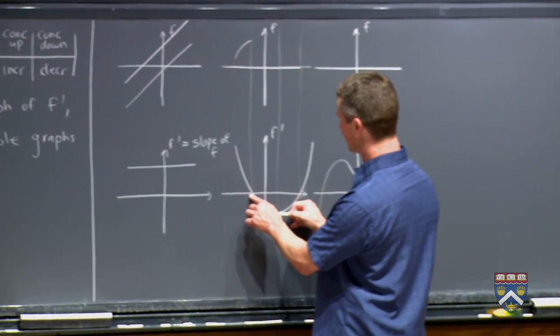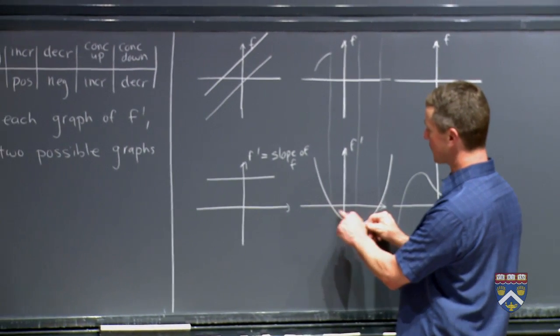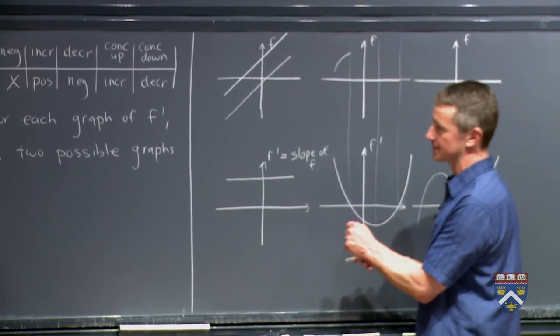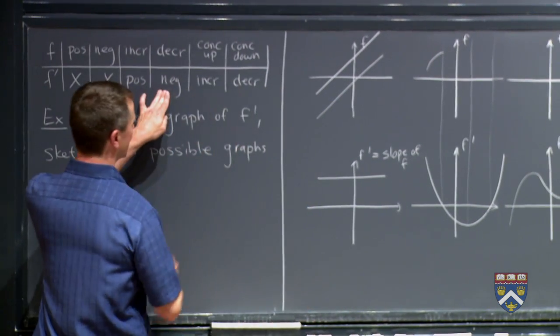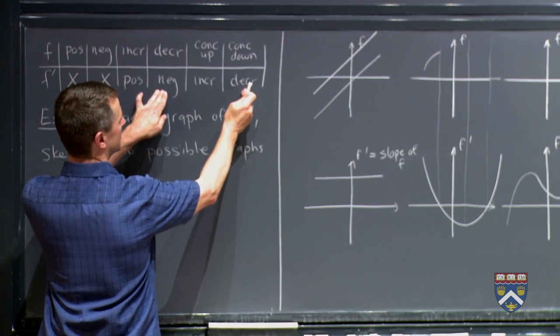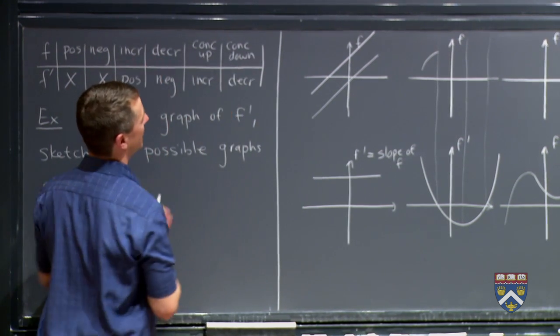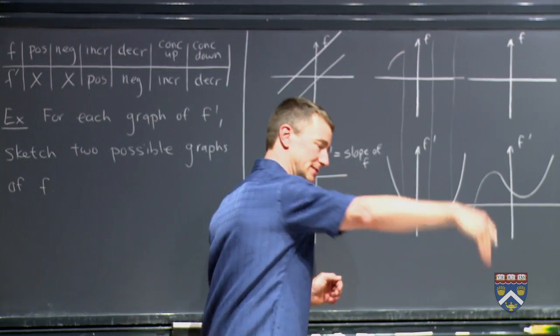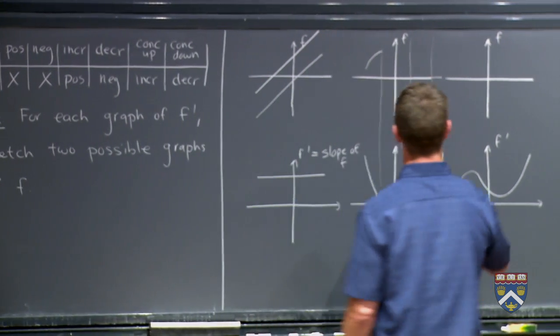From here to here, what two things do we know about f prime? F prime is now negative, meaning below the x-axis, and f prime is still decreasing. So f prime was negative and f prime was decreasing. So that tells us these two things about f. F should be decreasing, concave down. So that's the one where we're going like this, decreasing and concave down.